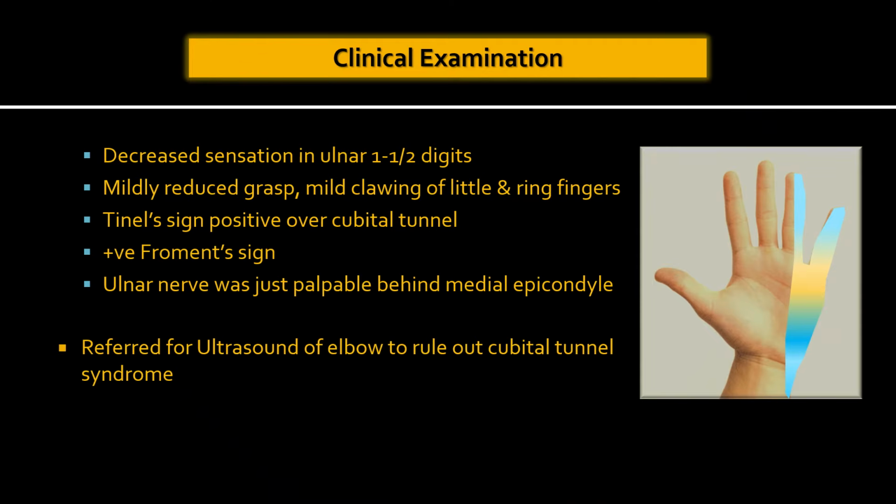There was positive Tinel sign over the cubital tunnel, positive Froment sign, and ulnar nerve was also just palpable behind the medial epicondyle. So with this clinical examination, she was referred for ultrasound of elbow to rule out the cubital tunnel syndrome.